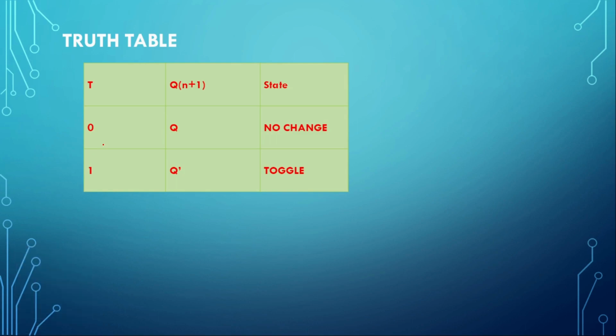If you give two inputs, one is 0 and 1, as input in T, you will get a value of Q and Q dash. So first, if you give 0, there will be no change state. If you give 1 as input, there will be a toggle change, toggle state.